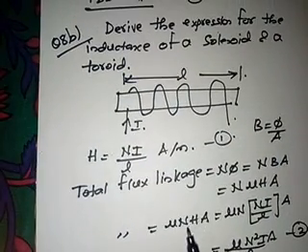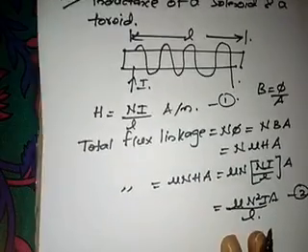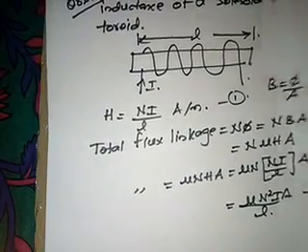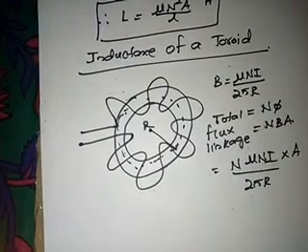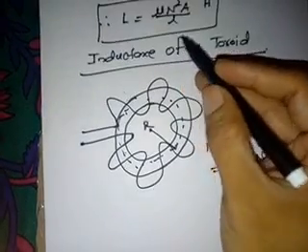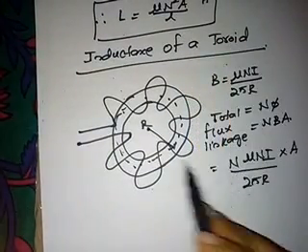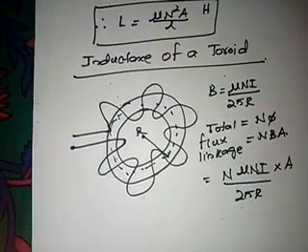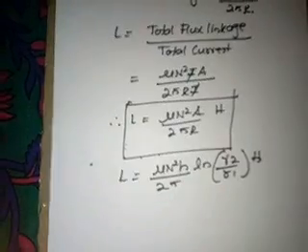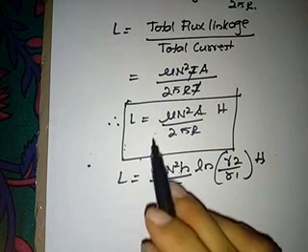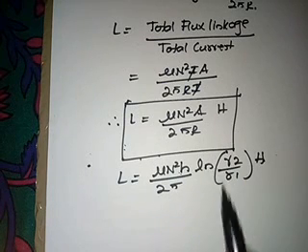Then later we derived the expression for the inductance of a solenoid and the toroid. First we derived the equation for the inductance of a solenoid, that is, L is equal to mu n square A by L henries. Then we took up the inductance of a toroid, and we have derived the equation for the inductance of a toroid as L is equal to mu n square A by 2 pi r henries.